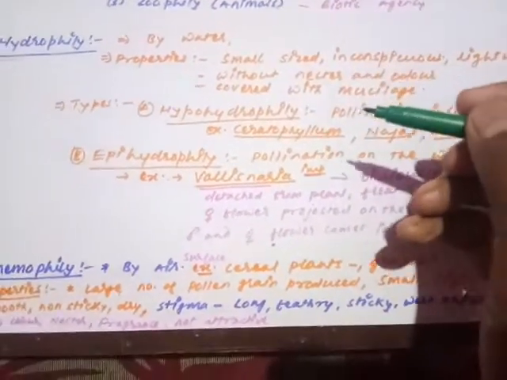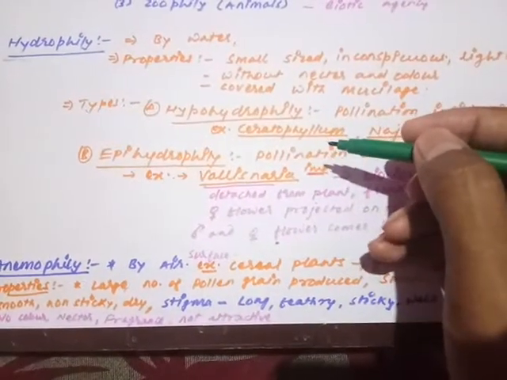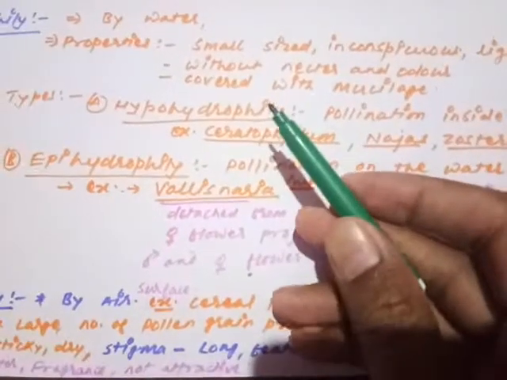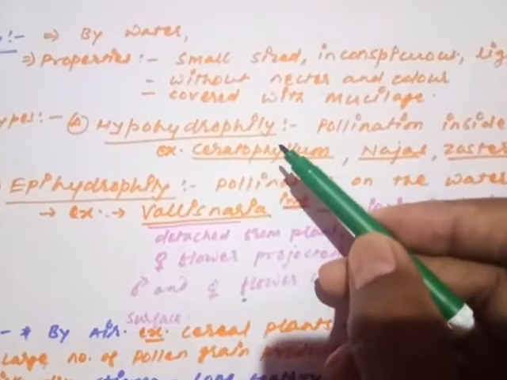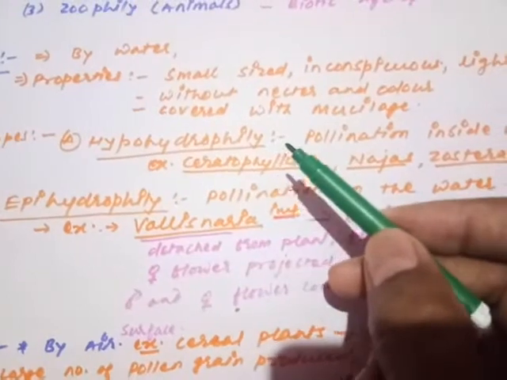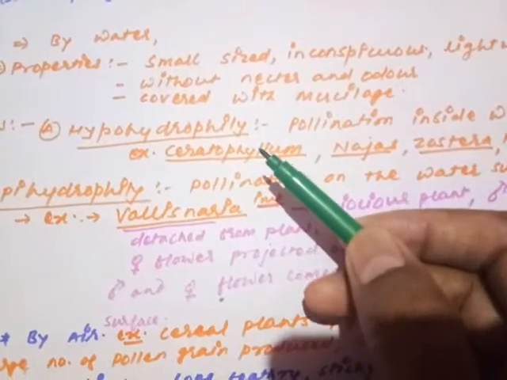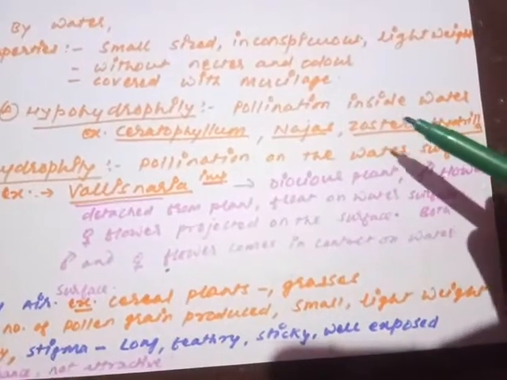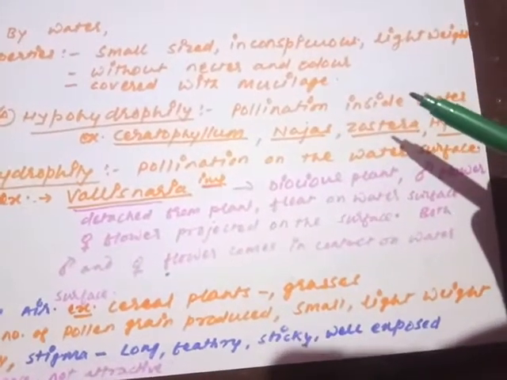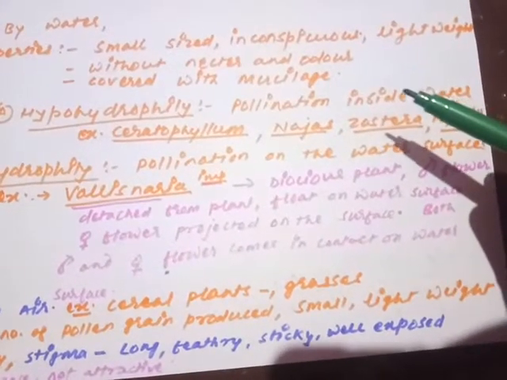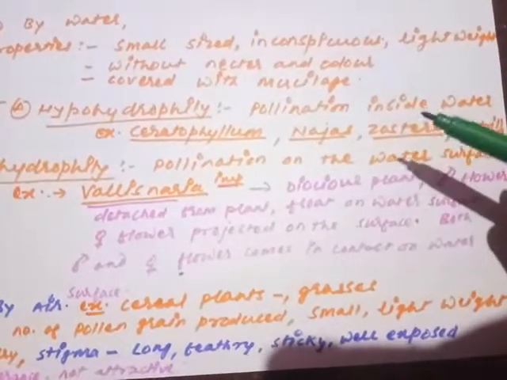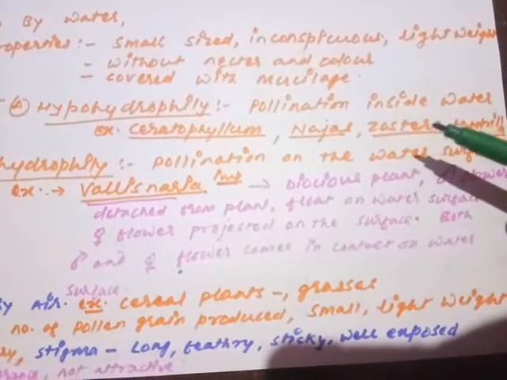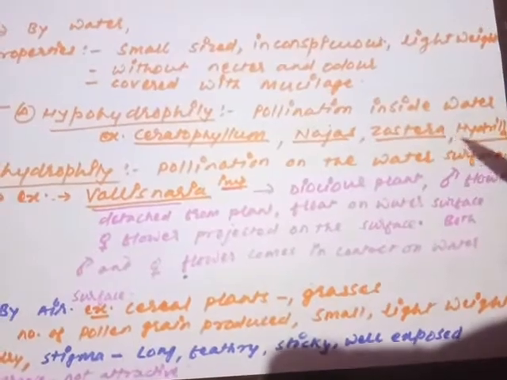Hydrophily is itself divided into two types. The first one is called hypohydrophily. Hypo means below, and hydrophily, as is clear to you, means pollination by water. So in some cases, pollination occurs inside the water only. The flower never comes out of the water, it always remains inside the water. Whenever pollination occurs inside the water, it is called hypohydrophily.